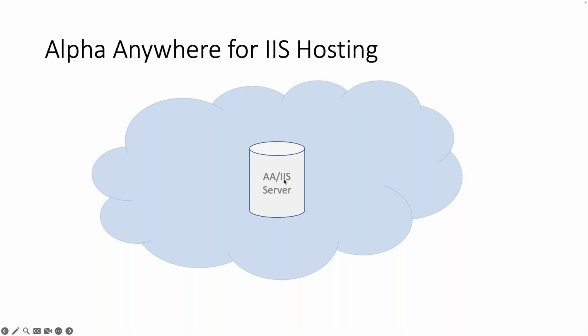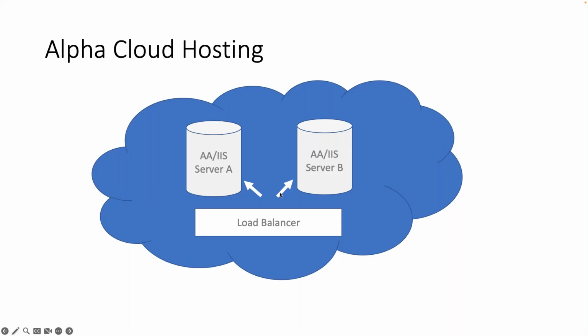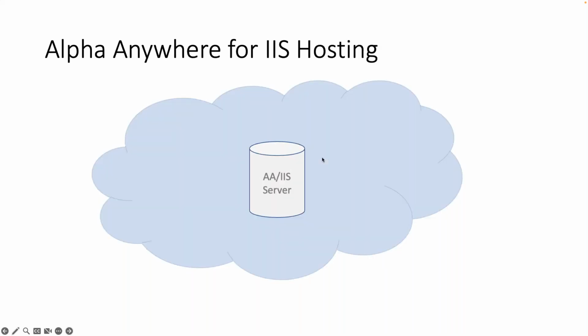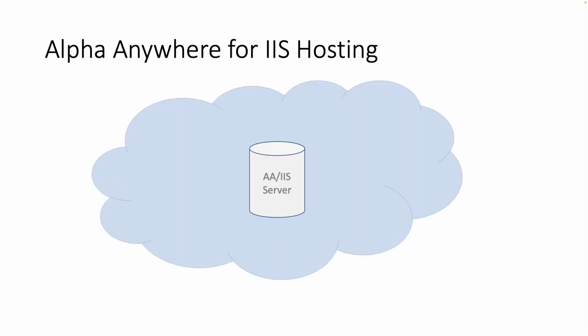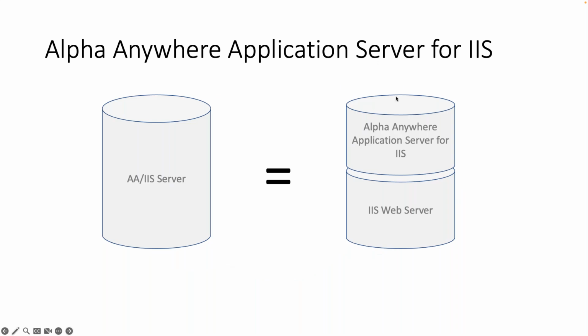Now, the Alpha Anywhere IIS server, as you saw on the previous slide, is basically the same thing that we use in cloud hosting, only instead of two, you can get away with just using one. The reason we go with two is because cloud is supposed to have a stronger, more robust infrastructure. So we always want to have some sort of backup to ensure uptime. And over the years, Alpha Anywhere cloud uptime has really been tremendous. All right, but let's take a look at what that Alpha Anywhere for IIS host server really is.